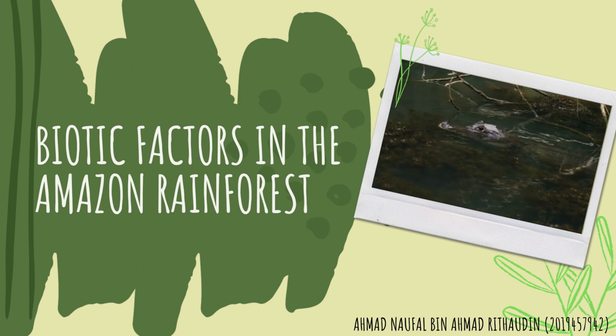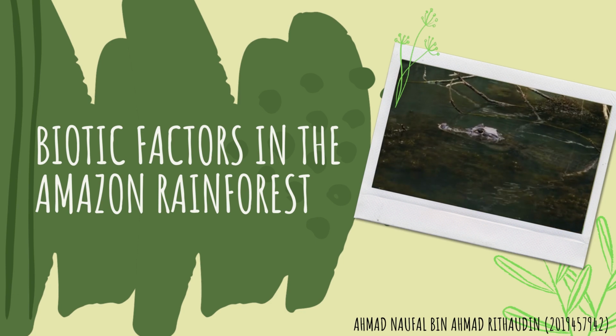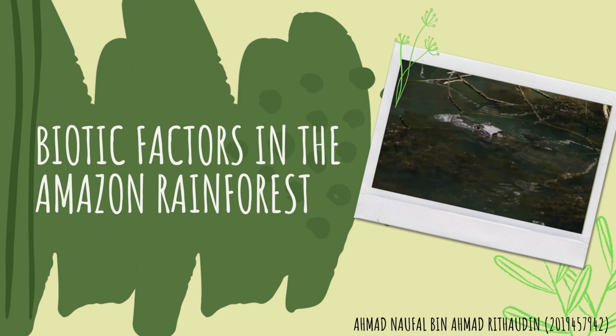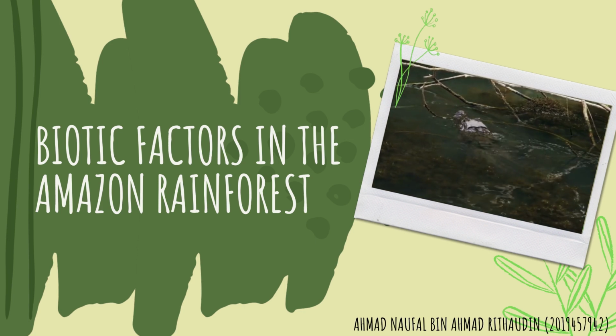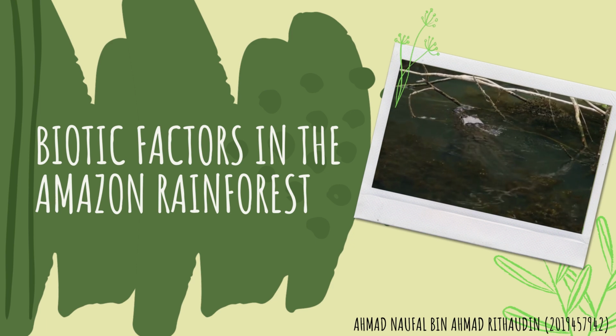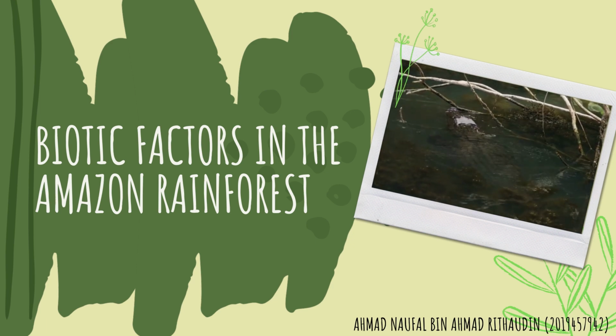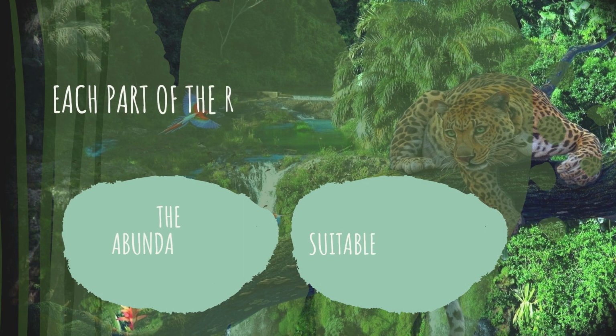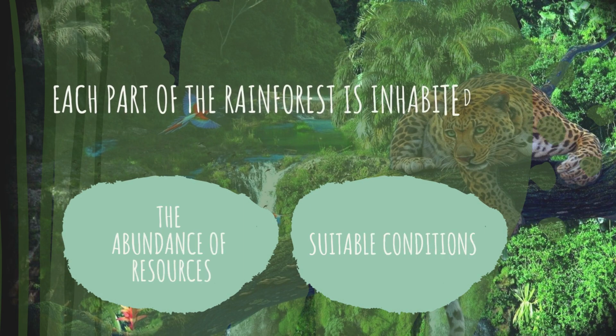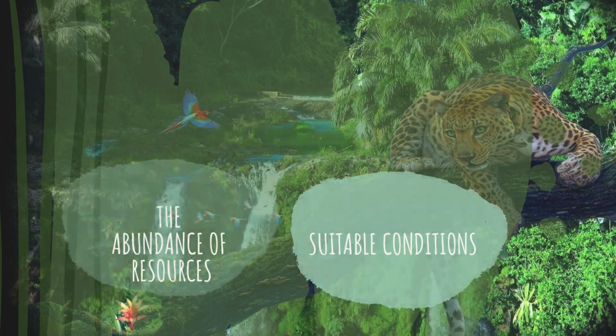Biotic factors. There is nothing unknown about the fact that the Amazon rainforest is the biggest biodiverse ecosystem on Earth, as it houses 10% of the world's total biodiversity. Literally, every part of the rainforest is inhabited by at least one species due to its rich abundance of resources and nutrients for living organisms to prosper.